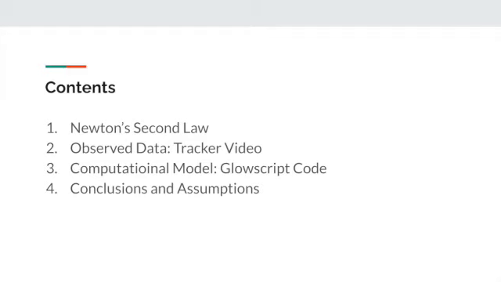Next, I will be showing you some of my observed data in a tracker video. Third, I'll be showing you my computational model with my GlowScript code. And lastly, I will be making conclusions and assumptions and discuss why my results were not as expected.